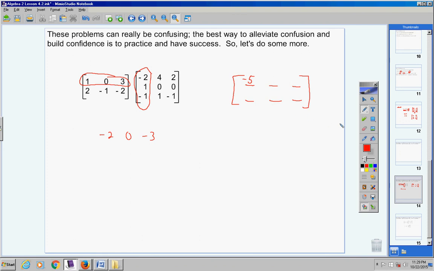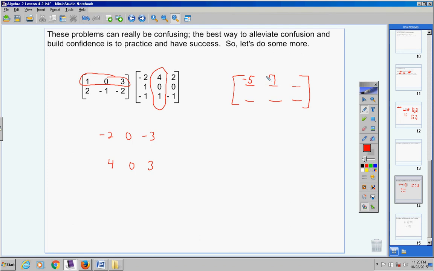Alright? Well, let's move on. We've got another column to go to, so we move over here. Now we're going to take this row times this column. First number times first number. Next number times next number. And next number times next number. 4 plus 0 plus 3. Remember, you always go to the right, okay? Would be a positive 7.